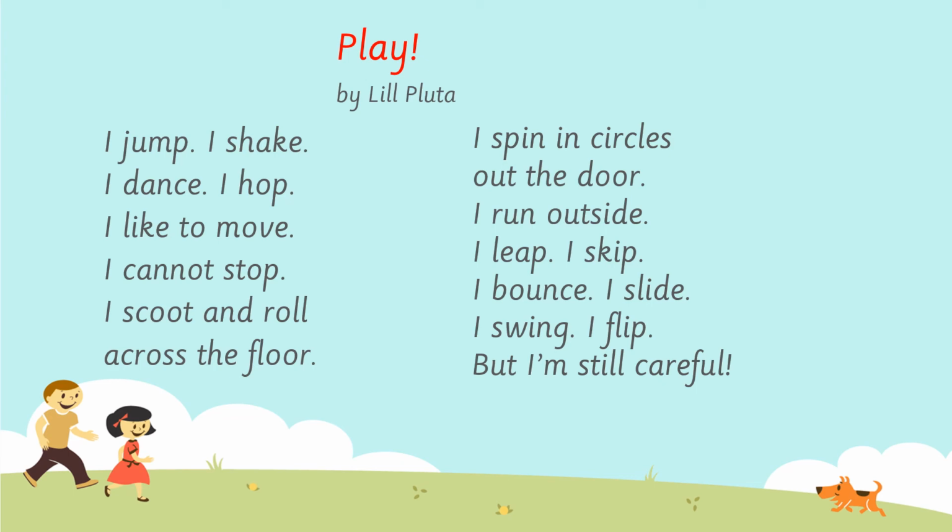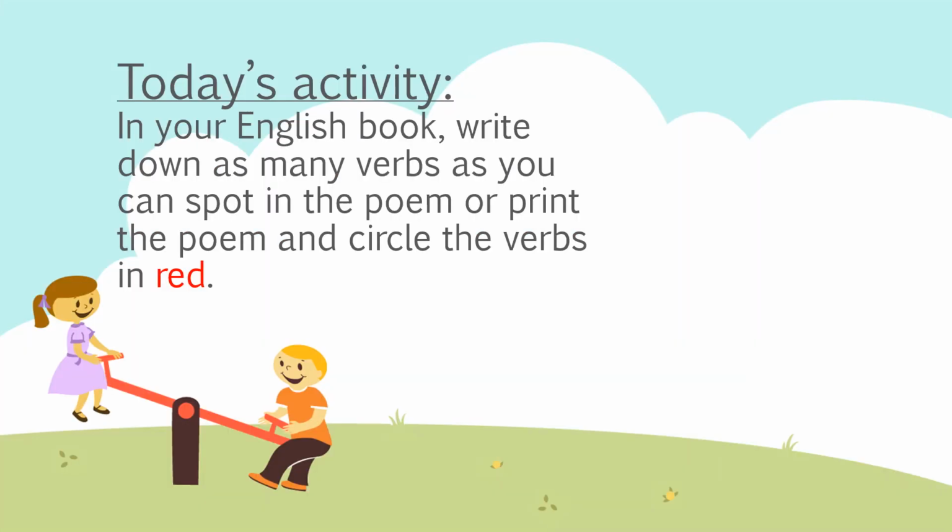All right. So today, what you need to do in your English book, write down as many verbs as you can spot in the poem, or print the poem and circle the verbs in red. So it depends if you have a printer and you're able to print the poem. Otherwise, it's no problem. You will just look on the screen. I will put the slide of the poem back up, and you can simply copy down all the verbs that you spot. Okay, so let's get English books and get set up for this activity.